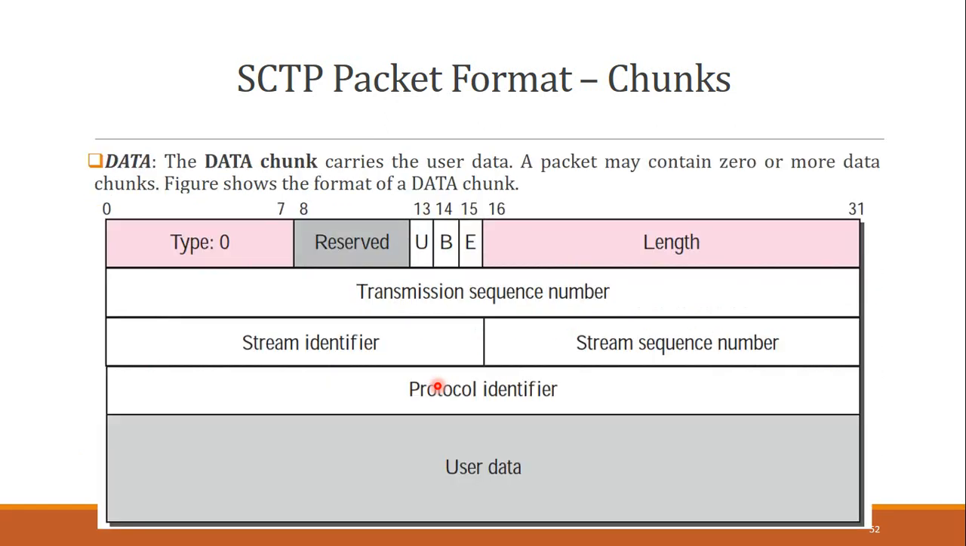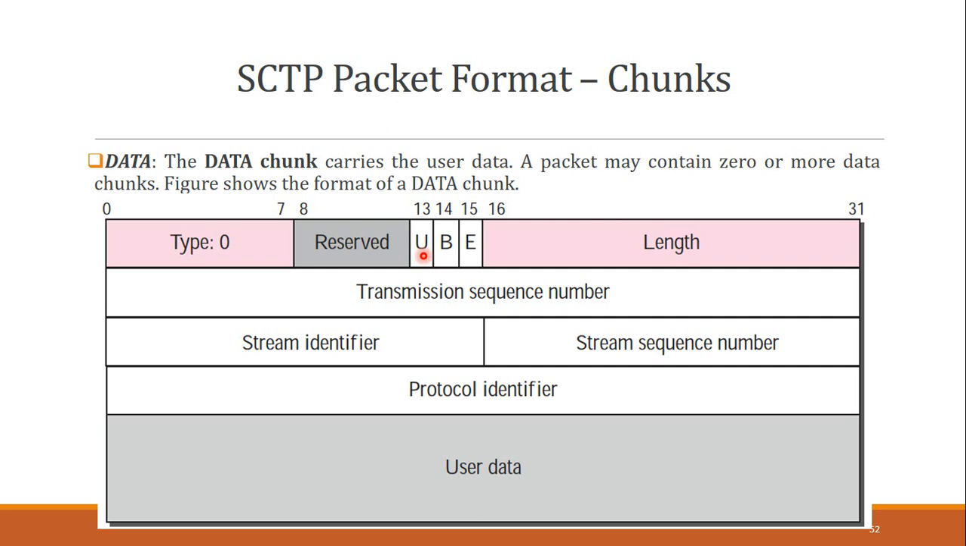Now to give you a briefing about the data chunk, the description of the common fields is the same. The type field has a value of 0. The flag field has 5 reserved bits and 3 defined bits: U, B and E. The U, or unordered bit, when set to 1, signals unordered data. In this case, the value of the stream sequence number is ignored. The B, that is the beginning, and E, that is the end bit, together define the position of a chunk in a message that is fragmented.